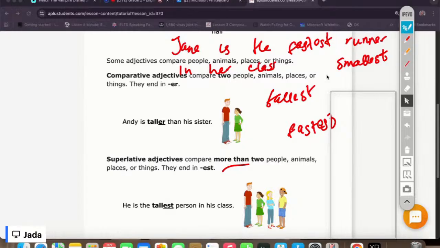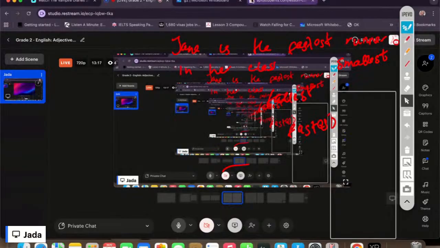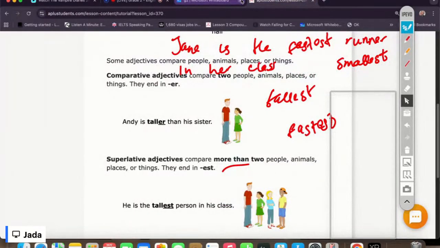Okay. So tell me now, do you have any example of the superlative adjective? Do you have any example in your mind?